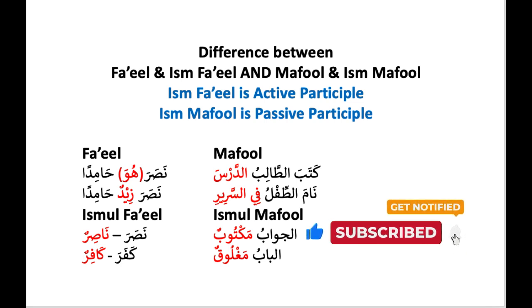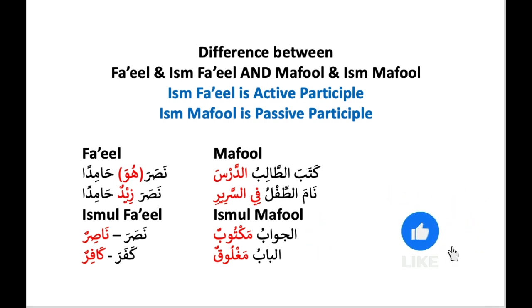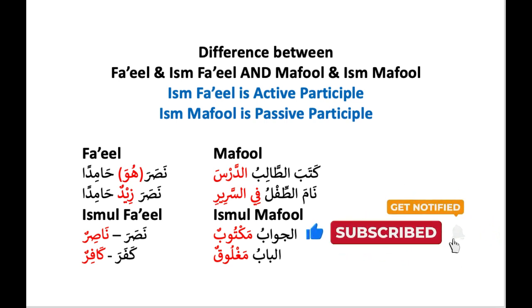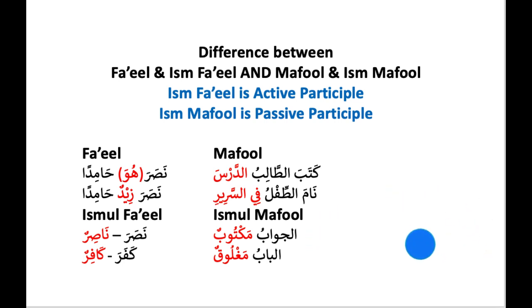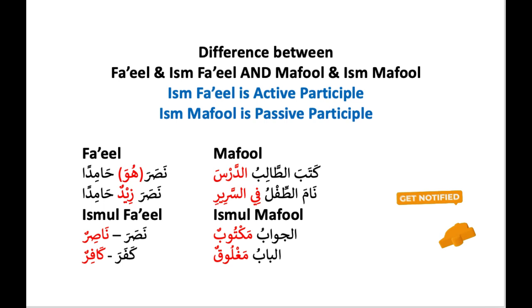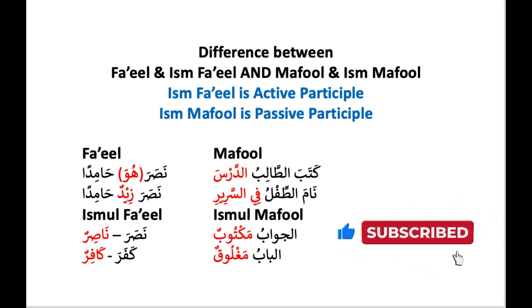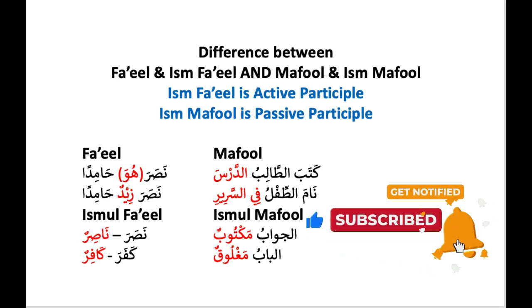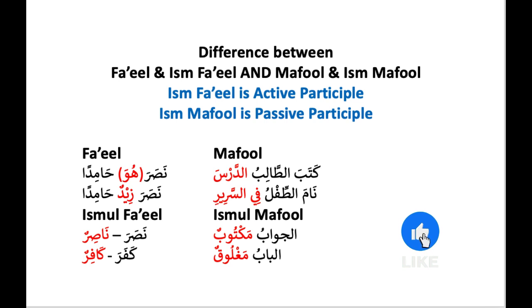Nasara Hamidan. Here, in Nasara, there is a built-in Fa'il, which is Huwa. Nasara Hamidan means he helped Hamid. So that he is the hidden Fa'il in Nasara. Nasara Zaidun Hamidan. Here, Zaidun is the external Fa'il of Nasara, replacing the internal Fa'il Huwa. So in both examples, internal Fa'il Huwa and external Fa'il Zaidun are just standard Fa'il.